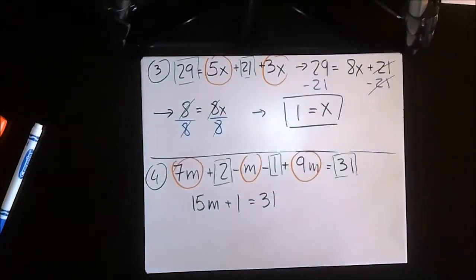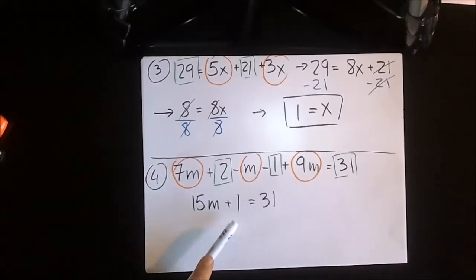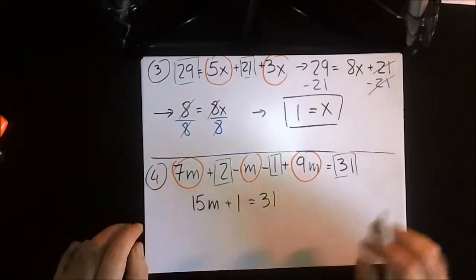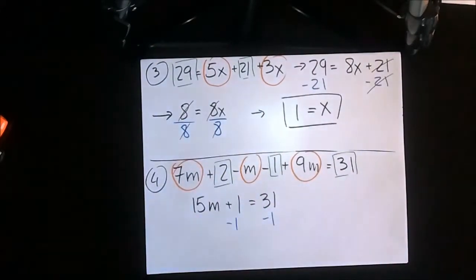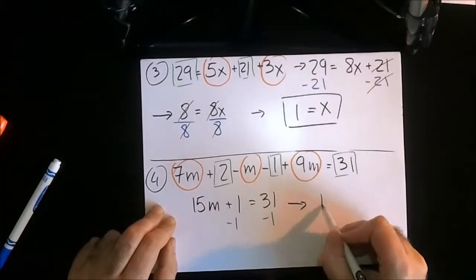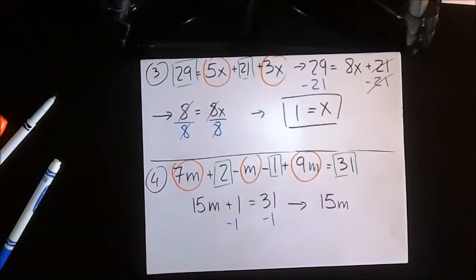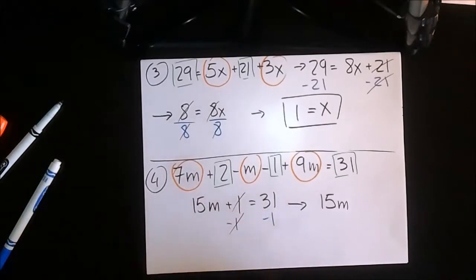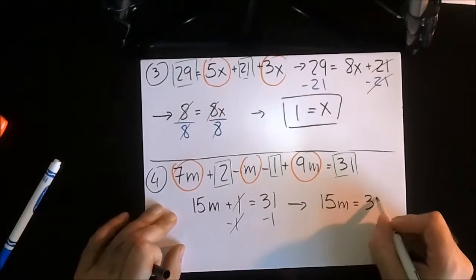Now I am at the 2-step equation stage. I have to isolate my now 15m, and I need to get rid of this and this. I'm going to choose the further term first. What's the opposite of plus 1? Minus 1, the inverse operation, and of course I'm going to do that to both sides. So I have 15m, and then plus 1 minus 1, that's 0. That technically canceled out. And 31 minus 1, that's 30.